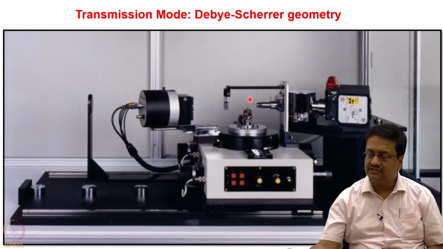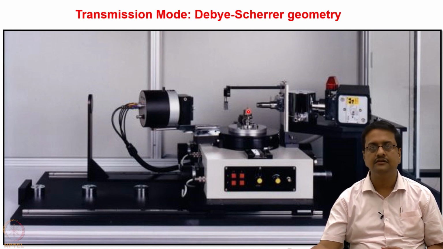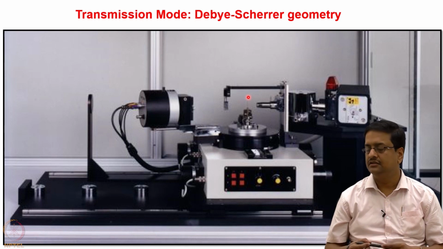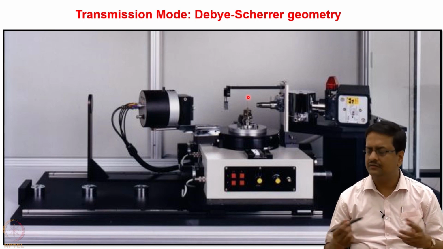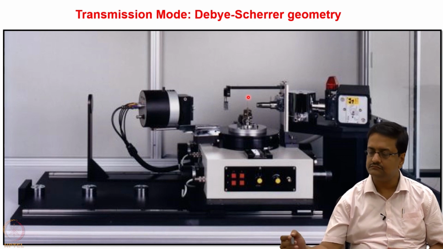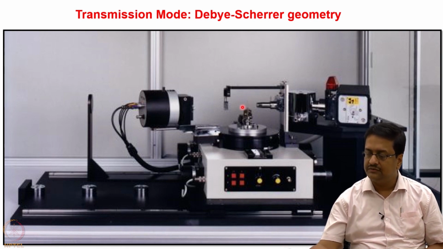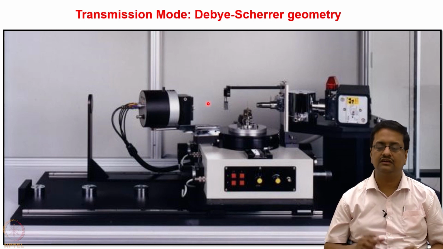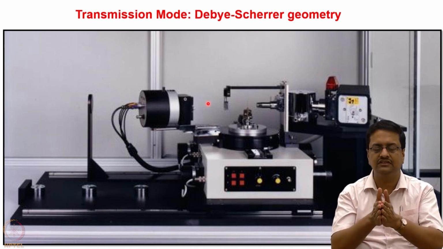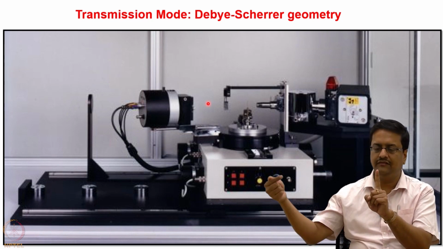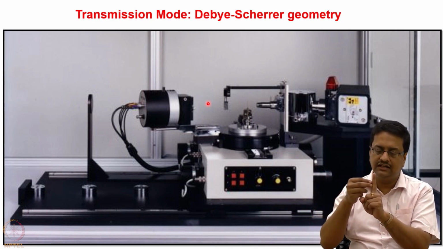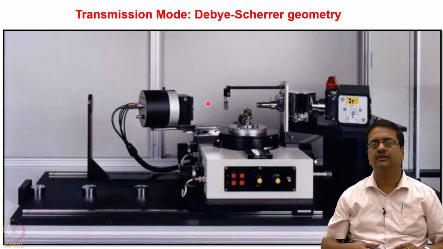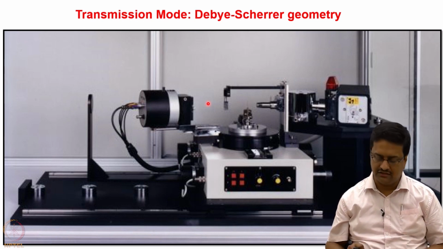So here what happens is the sample is placed in a capillary, and the capillary can be rotated about its axis by about 300 RPM or 100 RPM or whatever, depending on what you want. And then the diffracted beam is actually passing through the sample. So it is called a Debye-Scherrer geometry, not a reflection geometry, it is a transmission geometry. So you have one capillary mounted, you have the X-ray beam coming from this side, it is getting transmitted through the sample and getting diffracted on the back, and the detector is recording the diffraction pattern.